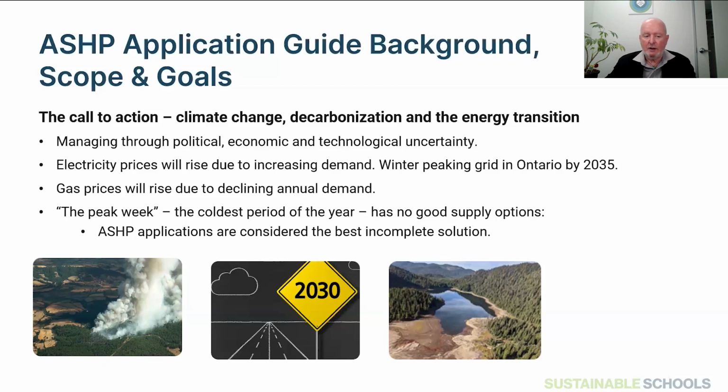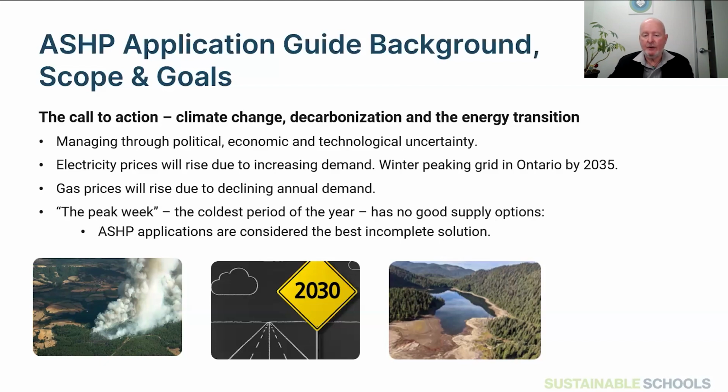What we're going to refer back to a number of times today is the idea of the peak week, the coldest period. We're probably in it right now in Ontario. We have no good supply options. Those are the times when there'll be the most demand for gas and electricity. It will be most expensive, and we don't believe that we can switch that whole load across to electricity. It's just impractical. For a small number of hours a year, the demand would be too high.